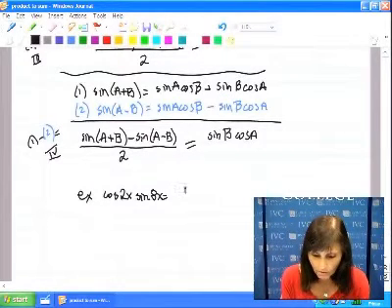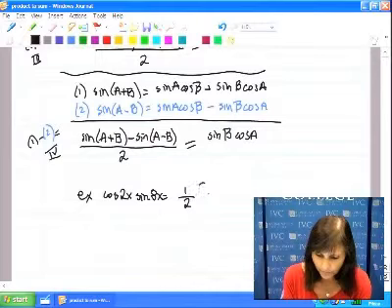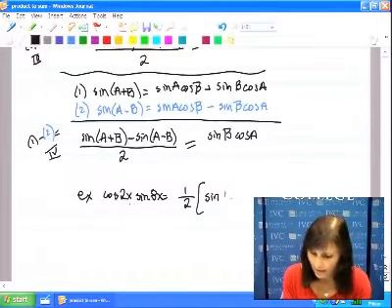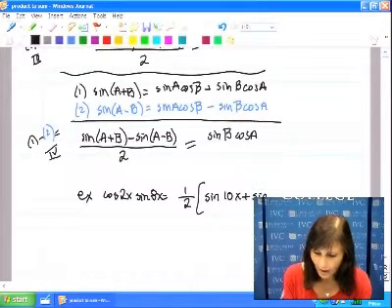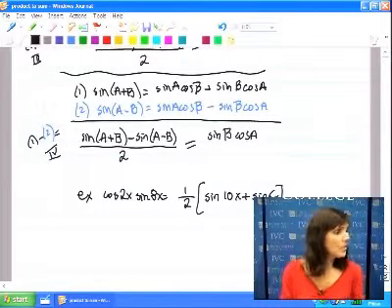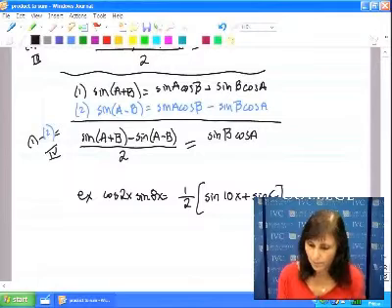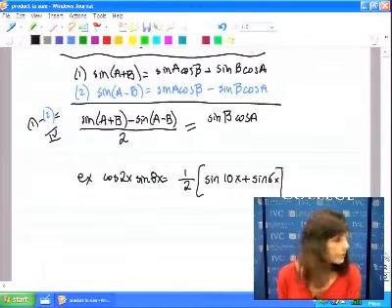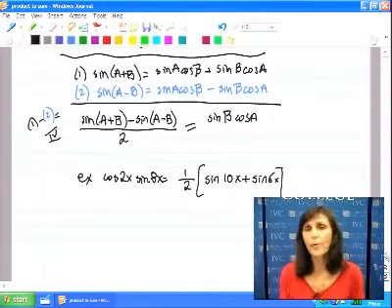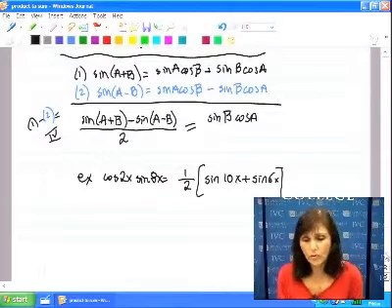So it is going to be 1/2 sine of, you add them, 10x, plus, then you subtract them, 8 minus 2, 6x. So if you're familiar with these formulas, you can use them very, very fast and effectively.